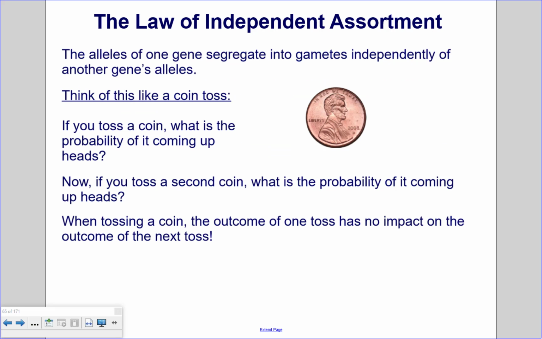The Law of Independent Assortment. The alleles of one gene segregate into gametes independently of another gene's alleles. Think of this like a coin toss. If you toss a coin, what is the probability of it coming up on heads? Now if you toss a second coin, what is the probability of it coming up on heads as well? When tossing a coin, the outcome of one toss has no impact on the outcome of the next toss.